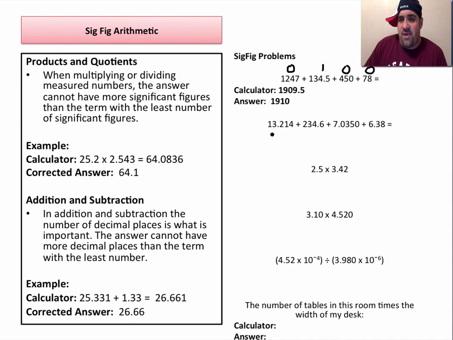In the next case, if you were to add these 4 numbers together, put them all in your calculator. Before we do that, this has 3 decimal places. This one has 1. This one has 4.